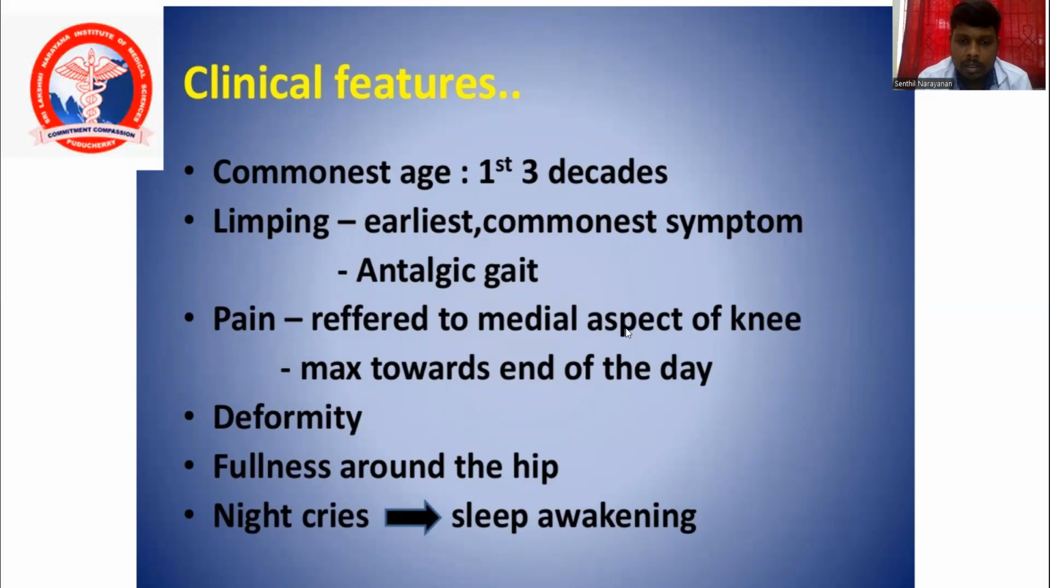So what are night cries? At night time, the muscles are all relaxed. Muscle relaxation occurs at the joint. The deformed or inflamed joint surfaces move against each other and produce severe pain. The patient will usually wake up from sleep and cry in pain. So that is called night cries. So these are the clinical features: limping, pain, deformity, fullness, and night cries.